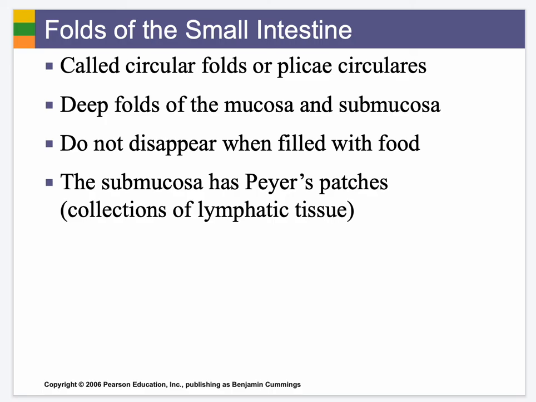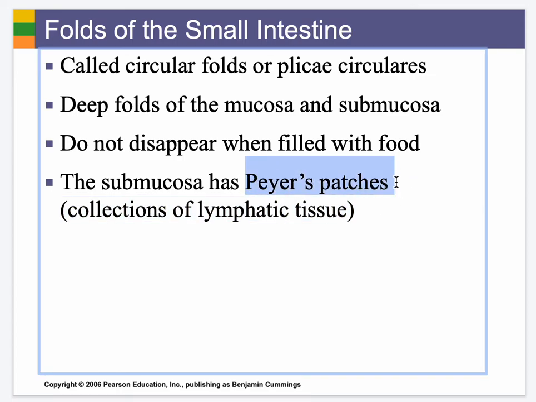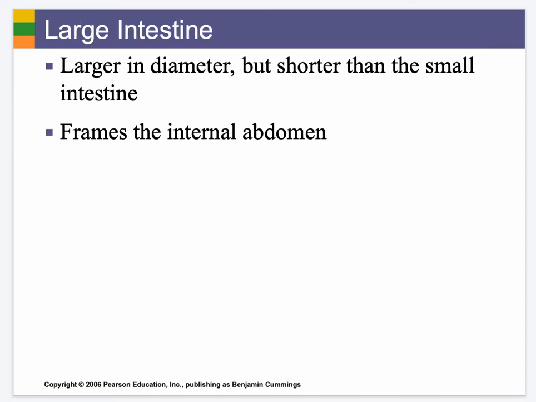So, in your small intestine, there are folds. No, these are called circular folds or plicae circularis. It's found in the deep folds of your mucosa and submucosa, and they do not disappear when filled with food. Then, yung submucosa mo na, merong Peyer's patches. So, Peyer's patches is the collection of your lymphatic tissue.